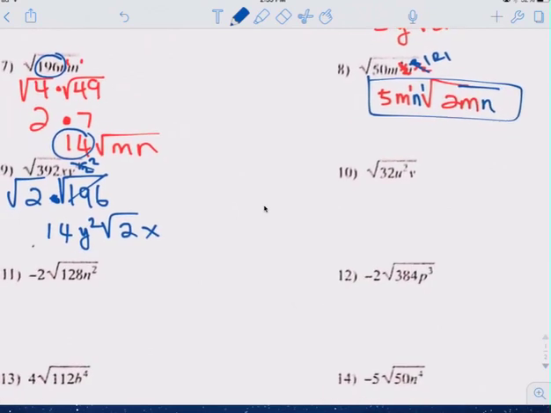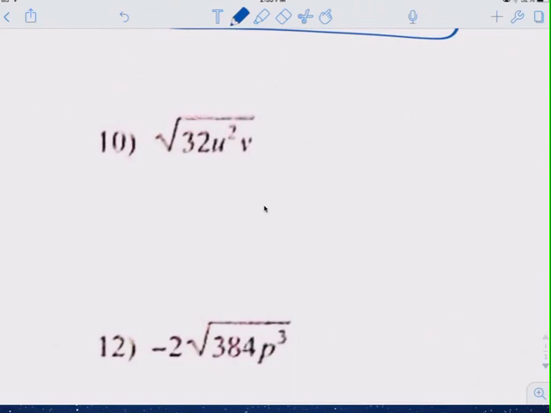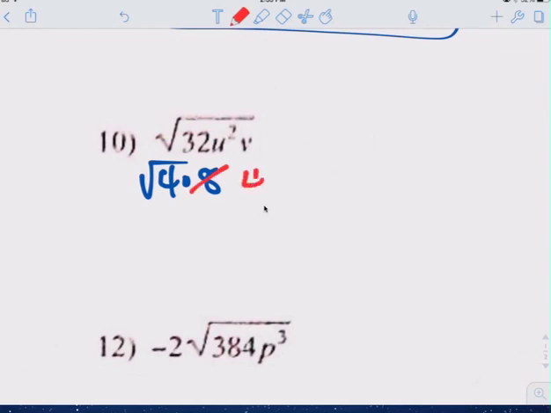Number 10, 32. It would be divided by 4, right? 4 times 8. And that's a good one, but 8 can be broken down, so I'm not going to put a square root around it. 8 becomes what? 4 times 2, right? And 2, we can't break it down further. So what's 4? It's 2 times 2, right? Which is 4 radical 2.